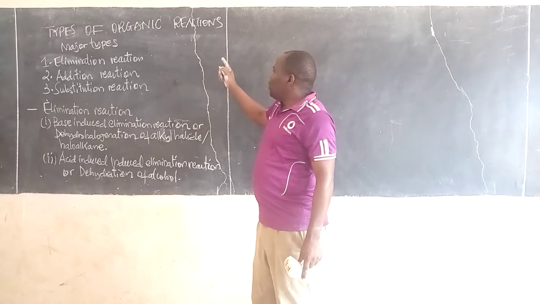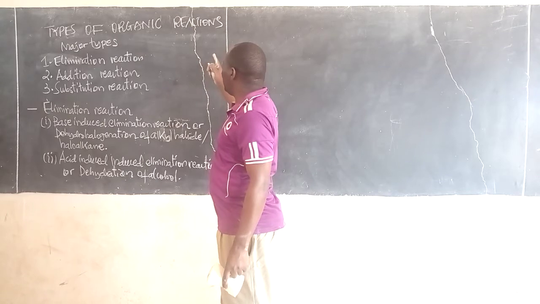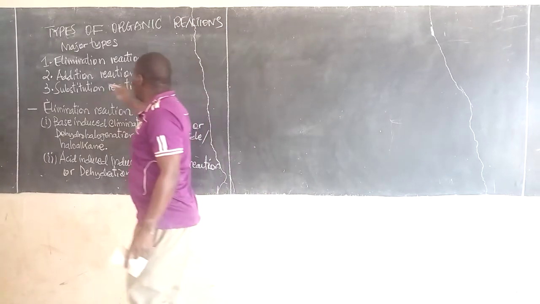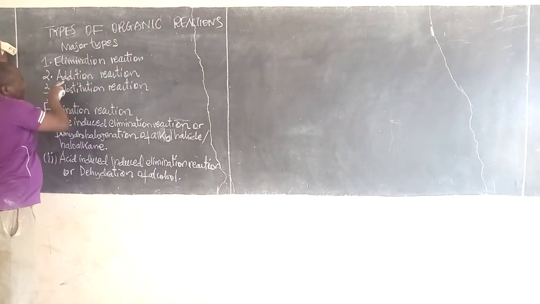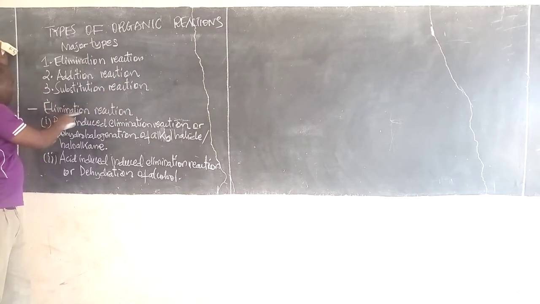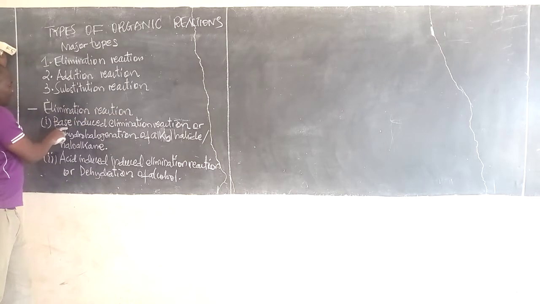Today we are going to look at the types of organic reactions. The major ones are elimination reaction, addition reaction, and substitution reaction. But today we are going to deal with elimination reaction only.